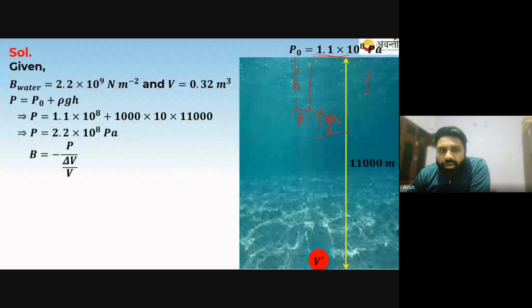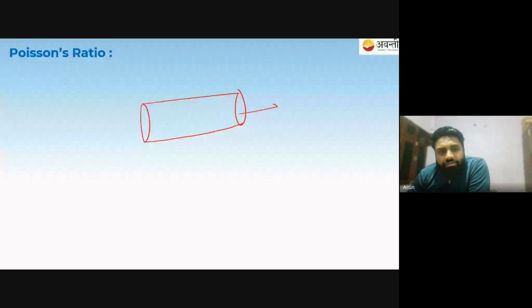Now bulk modulus is equal to minus of pressure, or change in pressure, you will say, divided by delta V by V, change in volume by volume. Now delta V is nothing but minus of PV by B. All the values you have now. You can calculate the change in volume, which is minus 0.032 meter cube. Okay. I hope you got this question.